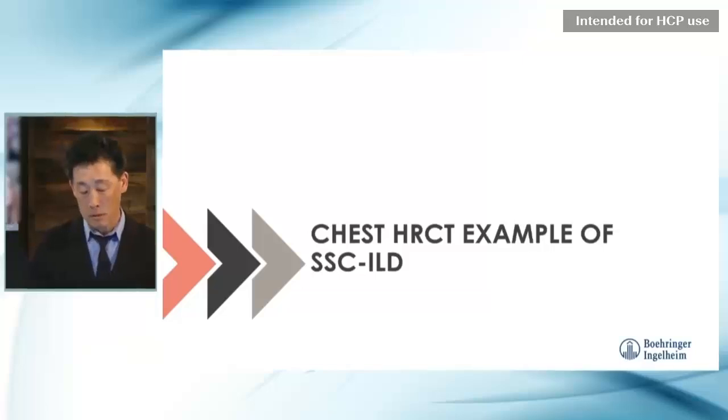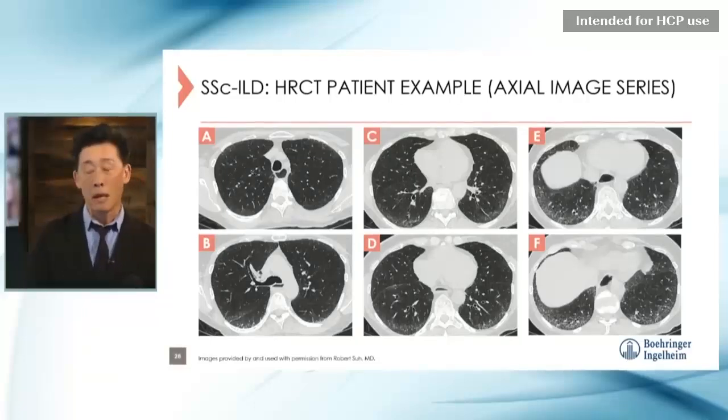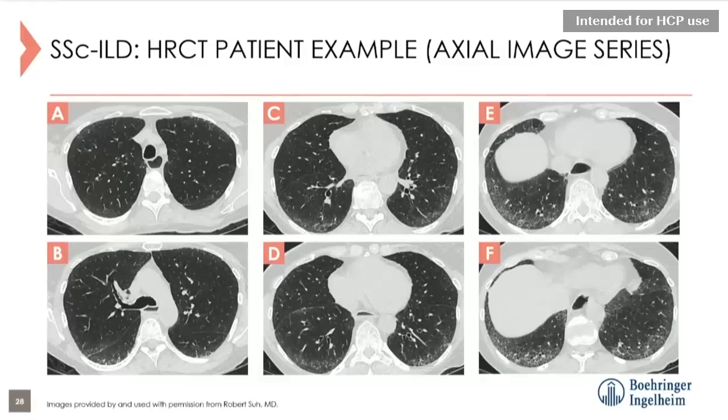Thank you, Virginia. I'm going to take you through an HRCT example of systemic sclerosis. And just to orient the audience, we have images A through F, and A is just above the aortic arch, and F is down by the lower lung, just below the dome of the diaphragm. First of all, we're going to look to see if there are any abnormalities, and we want to look for those radiographic features that are indicative of pulmonary fibrosis. Again, these are things like honeycombing, traction bronchiectasis, and reticulation.